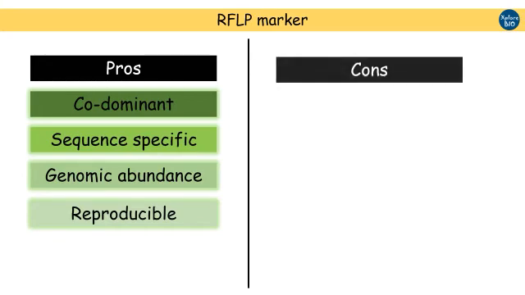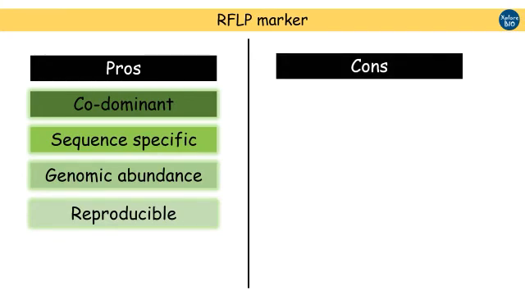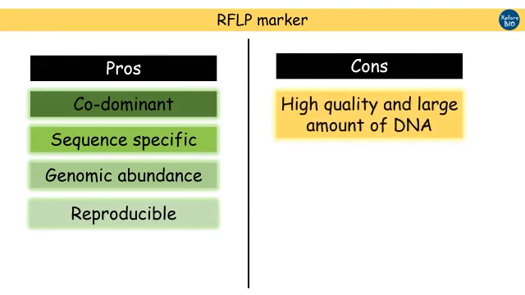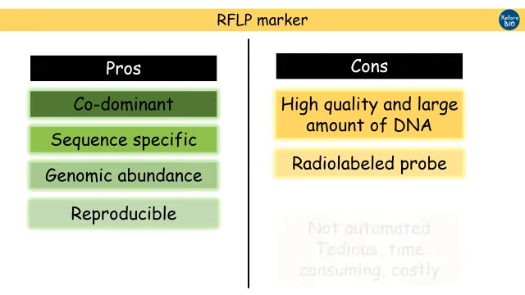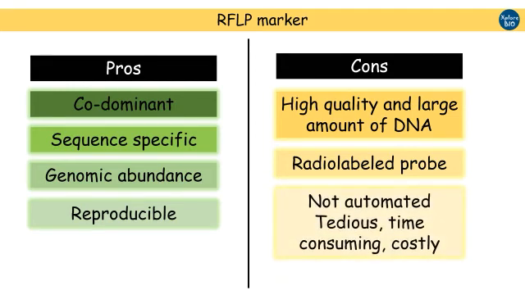However, major disadvantages of RFLP are that high quality DNA is required, as the restriction enzyme activity is highly affected by impurities. Radio labeling of probes is costly and working with it requires caution. The procedure is long, tedious, costly, and cannot be automated.